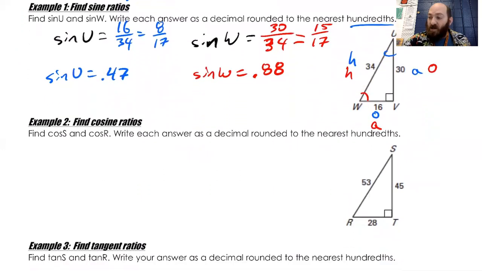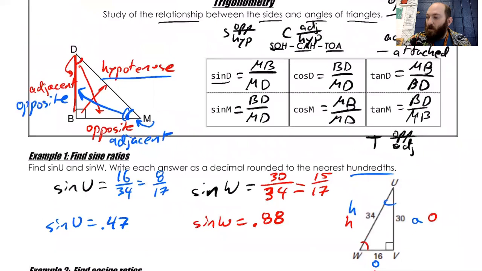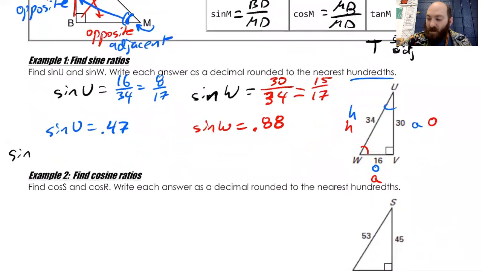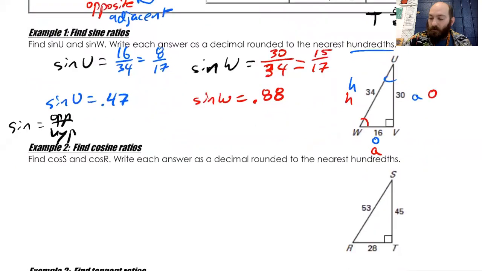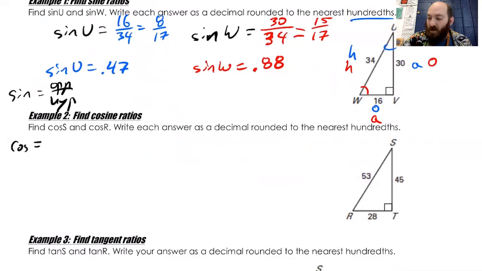So when I do cosine, I'm going to do the same thing as before, but because it's cosine, remember what that means. Cosine, if I come back up here, was CAH, so it's adjacent over hypotenuse. As a reminder, sine is equal to opposite over hypotenuse. Cosine is adjacent over hypotenuse.